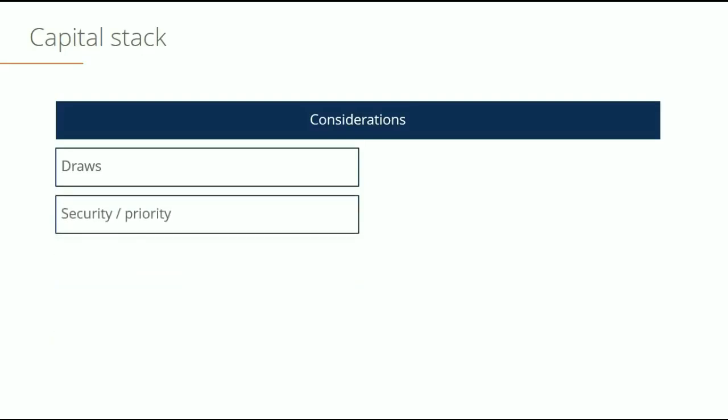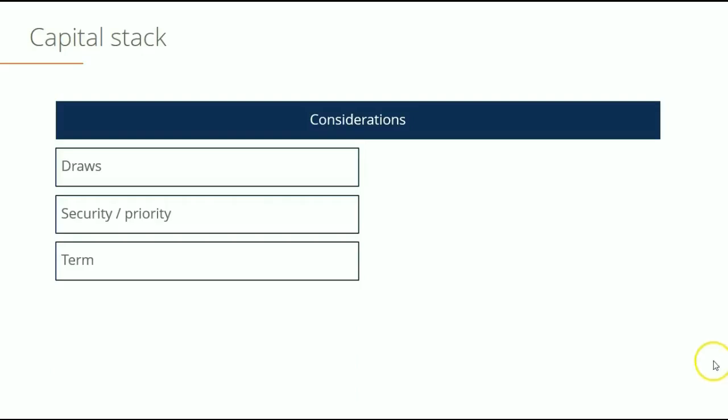When it comes to funding project finance, the capital stack has several considerations. The first thing is draws. In the case of this real estate financial modeling, we're going to have a draw on a construction loan. We're going to have to look at security and priority for other lenders in the capital stack. We're going to have to carefully structure the term so that the term matches the length of time it would take to develop and sell this project.